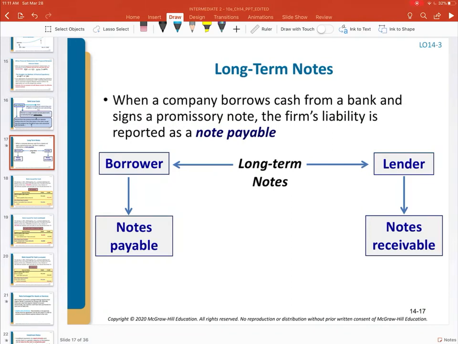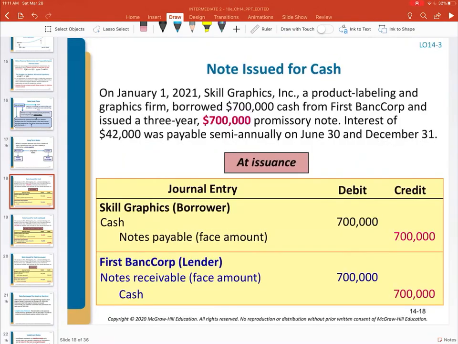When it comes to the account names used for the organization that's borrowing the money, they're taking out the loan, so they would have a note payable. The lending organization would have a note receivable. These are similar to the terms that were discussed in Chapter 13, except now we're talking about long-term notes payable instead of short-term notes payable.